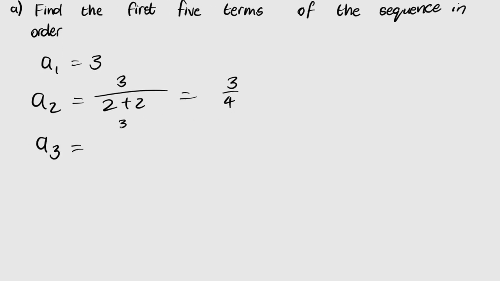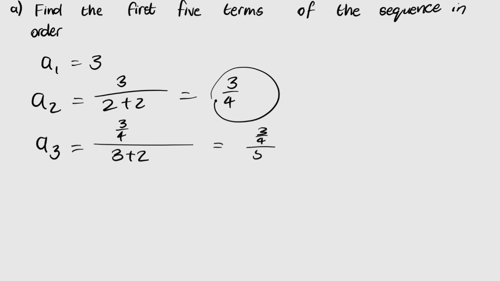We put a2, which is the previous term, there, right? We have 3 over 4, 3 over 4. And then we're going to say 3 plus 2. That is equal to 3 over 4 over 5, which is equal to 3 over 4 times 5. If you don't know what I did there, I just brought the 4 into the denominator, right? Because that's just basic arithmetic.